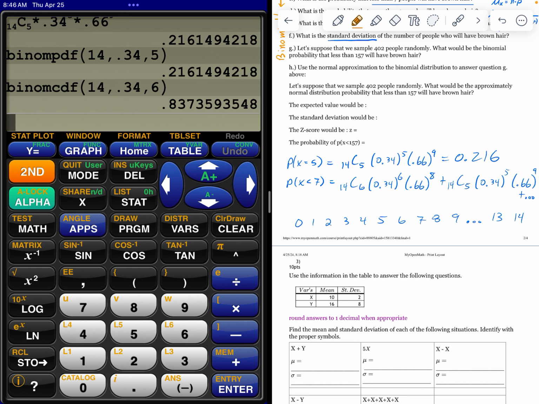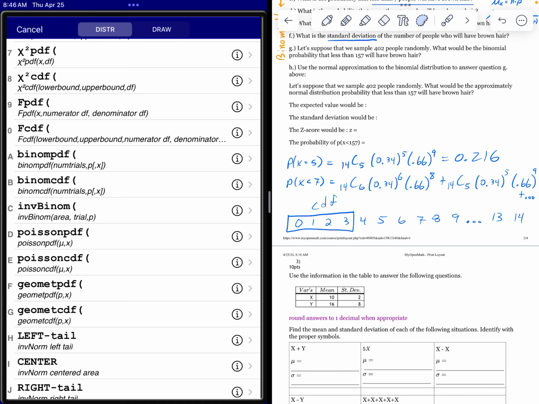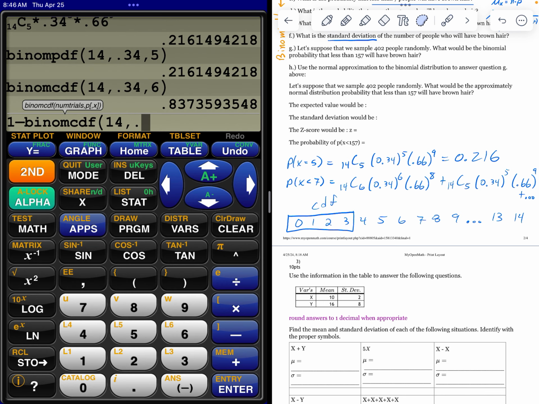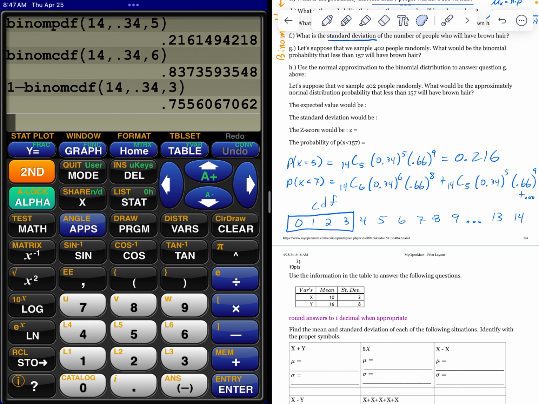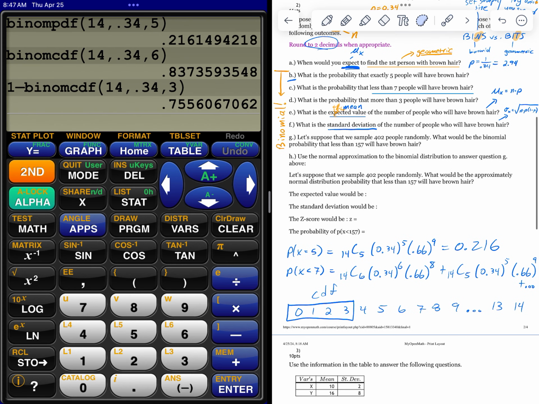Oh, my Apple Pencil doesn't like me. Okay. My calculator can do the 0 through 3. It can do this with the CDF button. So then I would do 1 minus. So, on my calculator, I'm doing 1 minus binomial CDF, 14 people, 34%, and then 3, not 4. And that's your answer, or that's how you would do part D. Okay, part D. More than 3, I do 1 minus a binomial CDF.